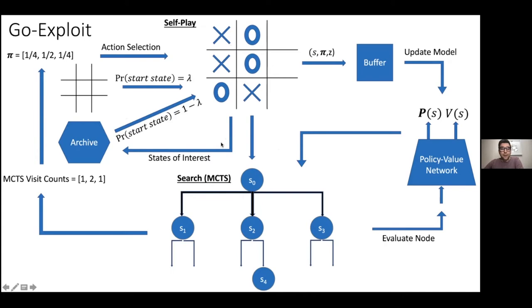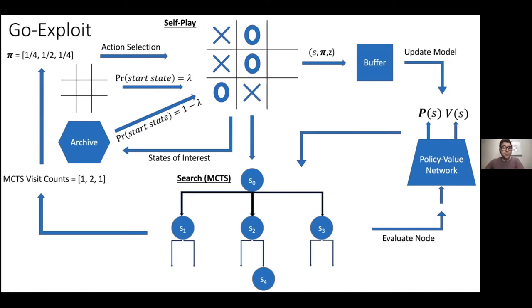Within our experiments, we naively chose all states that are encountered during self-play to be states of interest. We also naively chose to sample states from the archive uniformly at random. We hypothesized that Go Exploit would learn more effectively than AlphaZero for the following reasons. First of all, in sampling from the archive for the start state of trajectories, Go Exploit ensures that it's able to reliably revisit states of interest, and the states of interest that are sampled are spread out throughout the state space. So it enables Go Exploit to apply the stochasticity of the Dirichlet noise and the action sampling to different points throughout the state space, rather than it always being from the start state of the game.